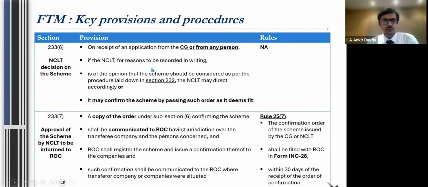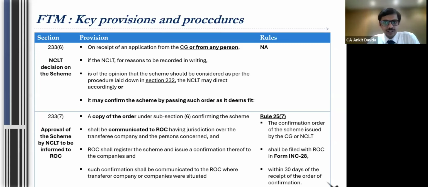And NCLT, for reasons to be recorded in writing, will record its reasons, and either it will direct that the scheme be considered as per the procedures laid down in Section 232, which is a long procedure. Again, the entire matter will get revived and companies will have to follow the Section 232 process. Or NCLT may confirm the scheme by passing such order as it deems fit.